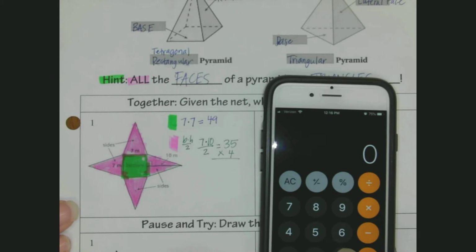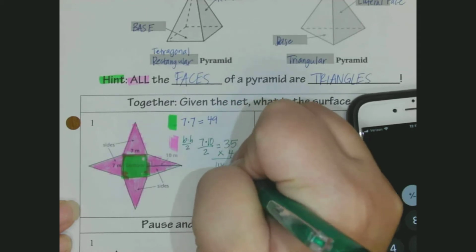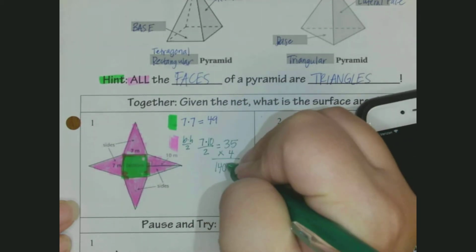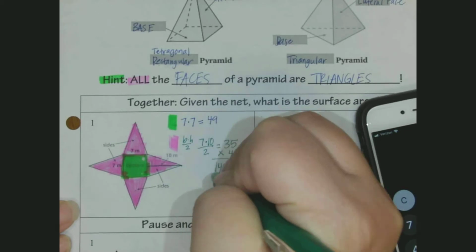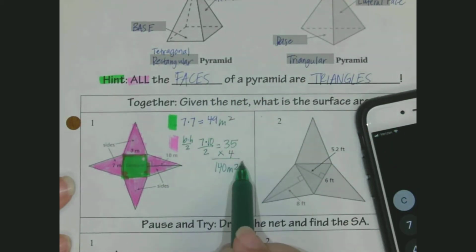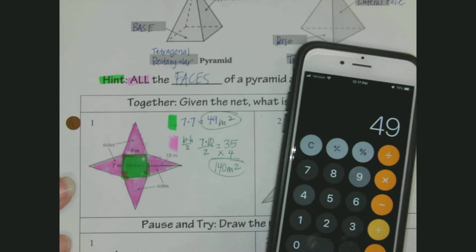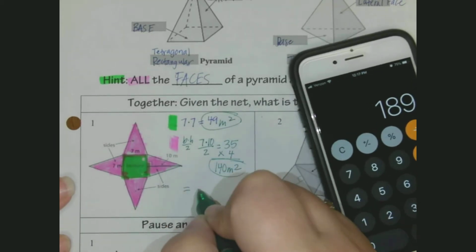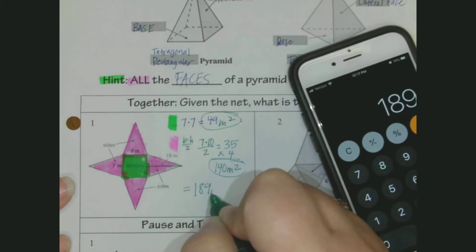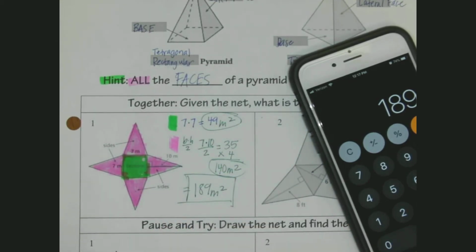You are welcome to use a calculator, which equals 140 meters squared. This is also meters squared. So now I'm going to add my faces and my base together. So 140 plus 49, which equals 189 meters squared. And that is my final answer.